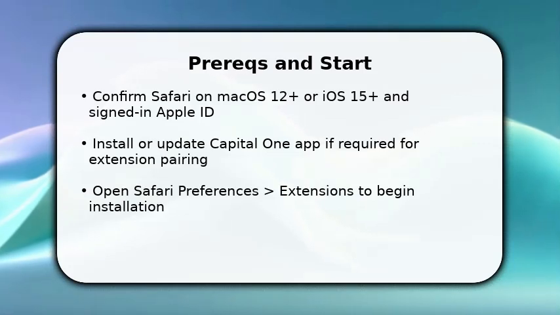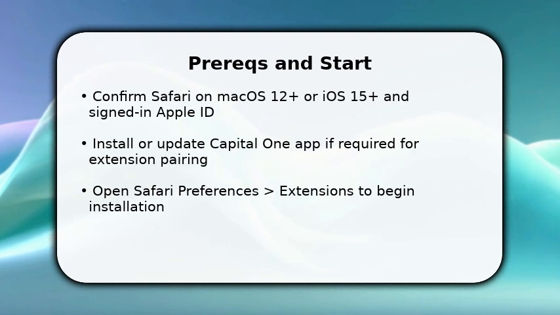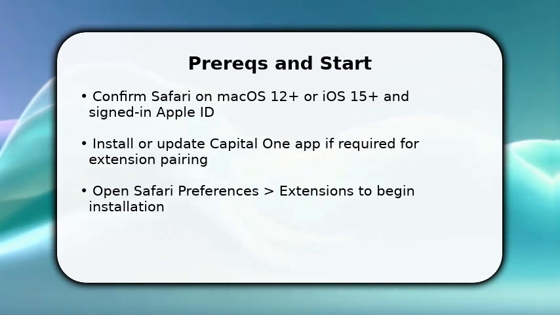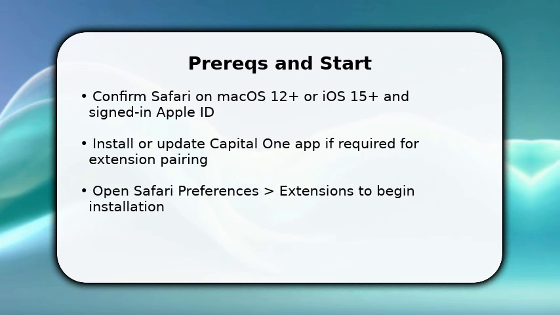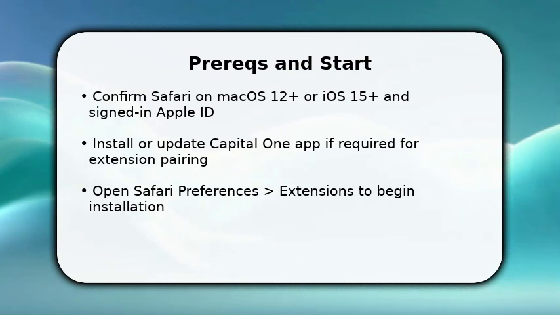You begin by confirming two prerequisites, the proper OS version and a signed-in Apple ID. Once that's done, make sure you've updated the Capital One app if the extension requires app pairing. Next, open Safari and go straight to Safari Preferences Extensions to view available items.